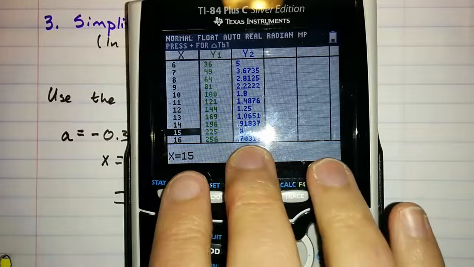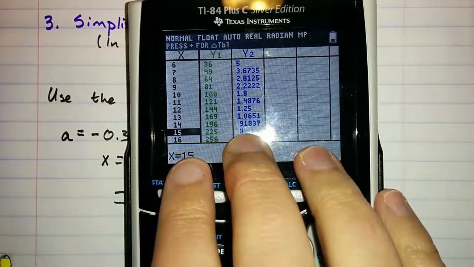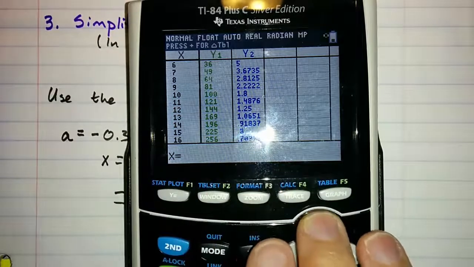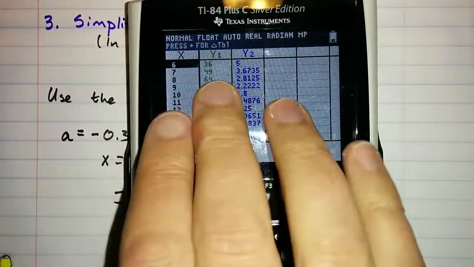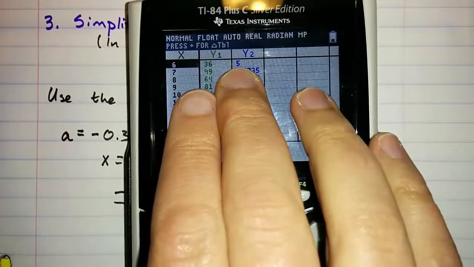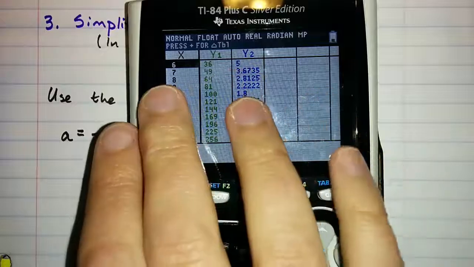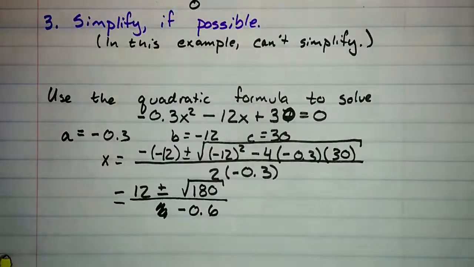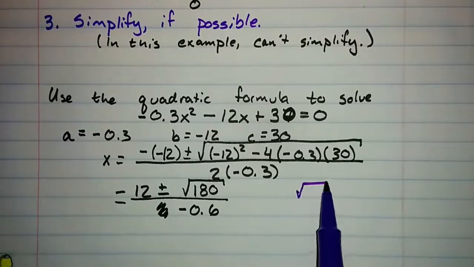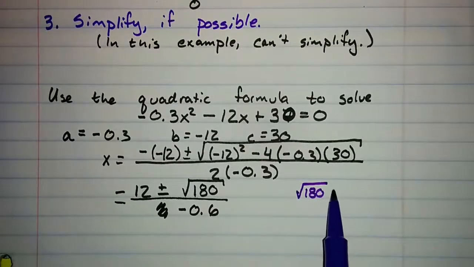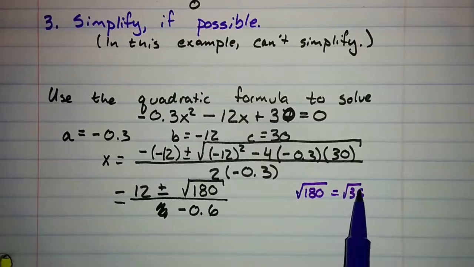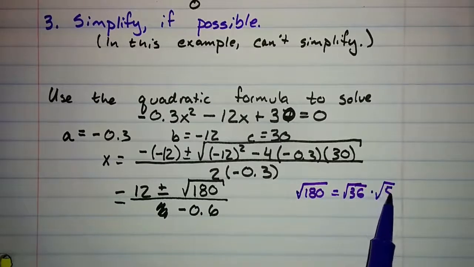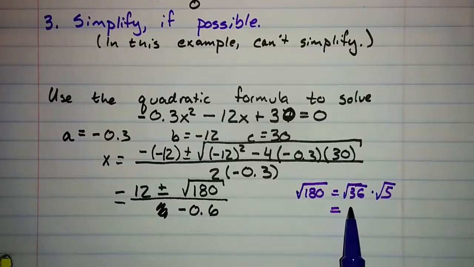Oh, no. 180 divided by 225 is 0.8. It looks like the biggest perfect square that goes into 180 is 36. 180 is 36 times 5. Working that out off to the side, root 180 is root 36 times root 5. Root 36 is 6. So this is going to be 6 root 5.